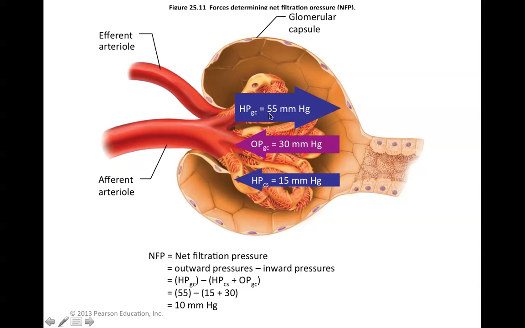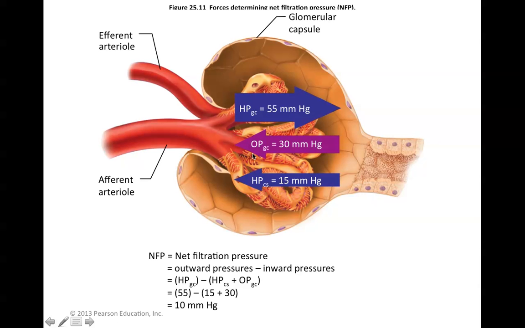Okay, so let's talk net filtration pressure, which we're looking at in this picture here. Net filtration pressure, as its name suggests, is the net pressure of the filtrate leaving the glomerulus. As you can see, there are three main pressures that contribute to it. There's one outward pressure, which is the hydrostatic pressure of the glomerular capillary. And then there are two pressures going back inward. There is the osmotic pressure of the glomerular capillary.